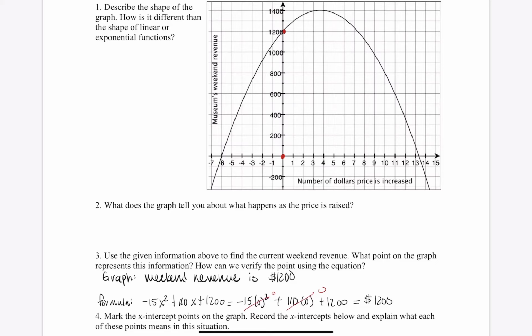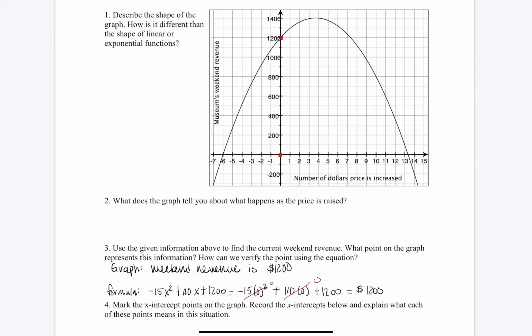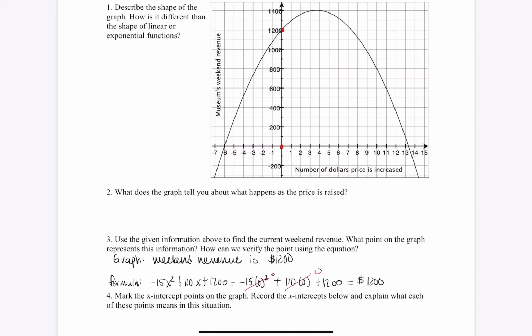Now, I still want to see the graph, so I'm going to show the graph at the beginning and then hide it so we can write in our answer. So for number 4, let's mark the x-intercept points on the graph. So let's start there. I'm going to mark them in blue. Here's one of them, and here's another one. Let's record the x-intercepts below and explain what each of these points mean in this situation.